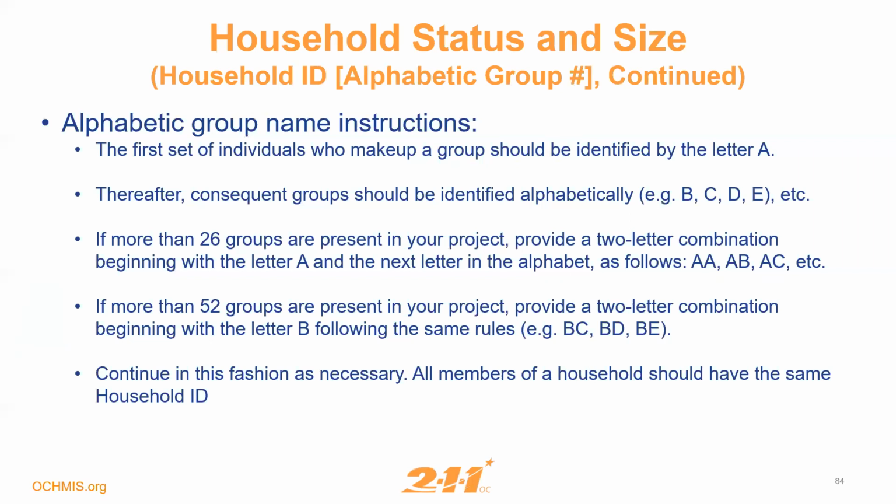So if you happen to have more than 52 groups and you have already gone through A all the way to AZ, what you will do is provide a two-letter combination beginning with the letter B, following the same rules. So BC, BD, BE, etc. So you'll just continue in this fashion as necessary. I don't think it's likely that you'll have more than 52 groups, but if you do, you'll just continue in that fashion. And all members of the household should have the same household ID.